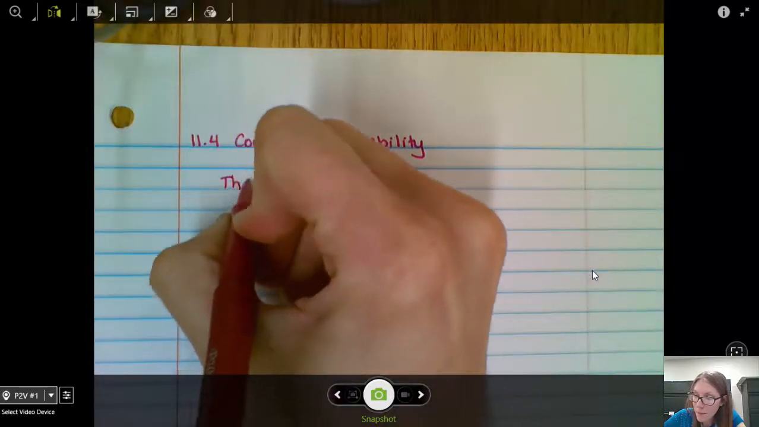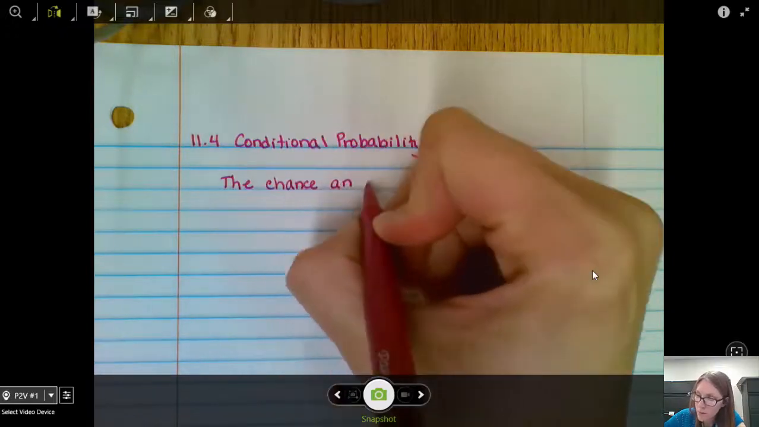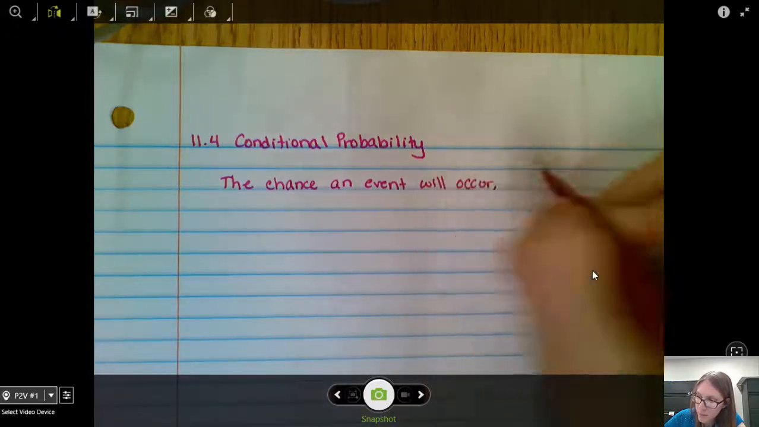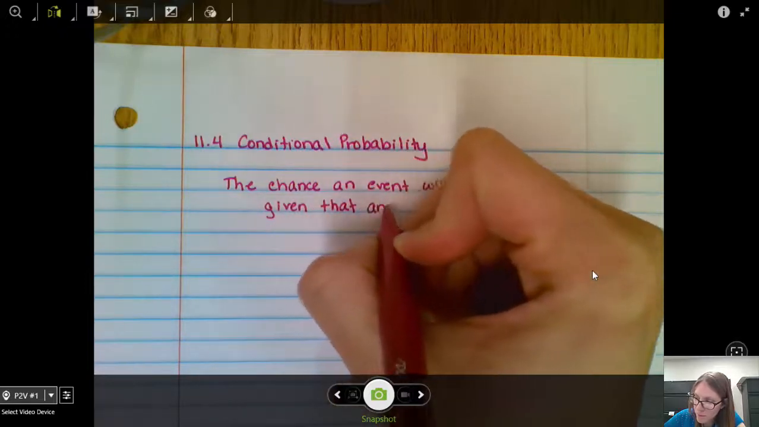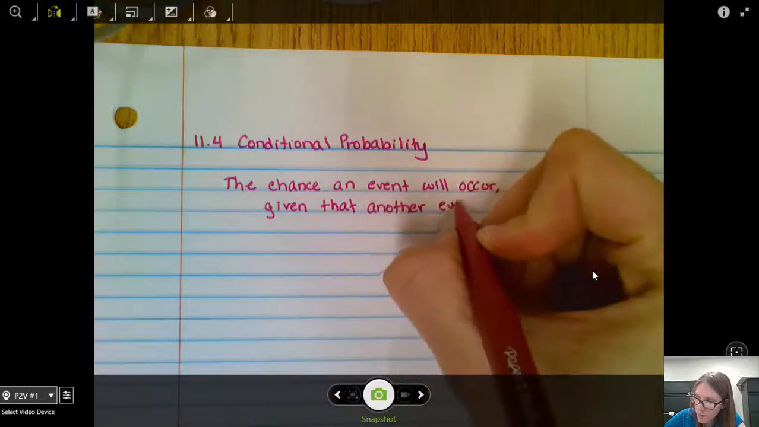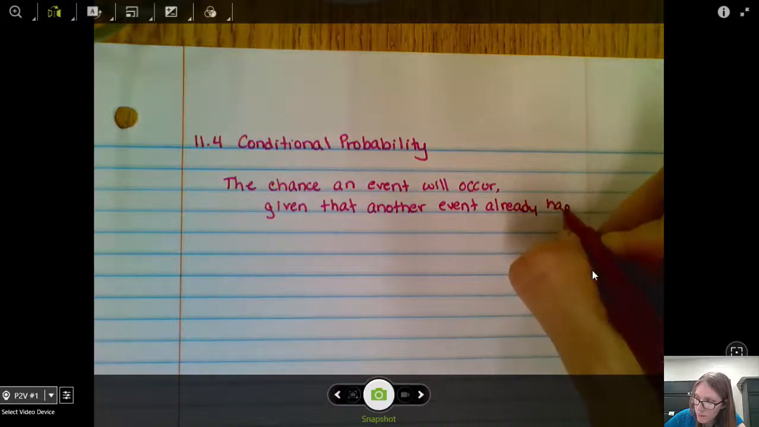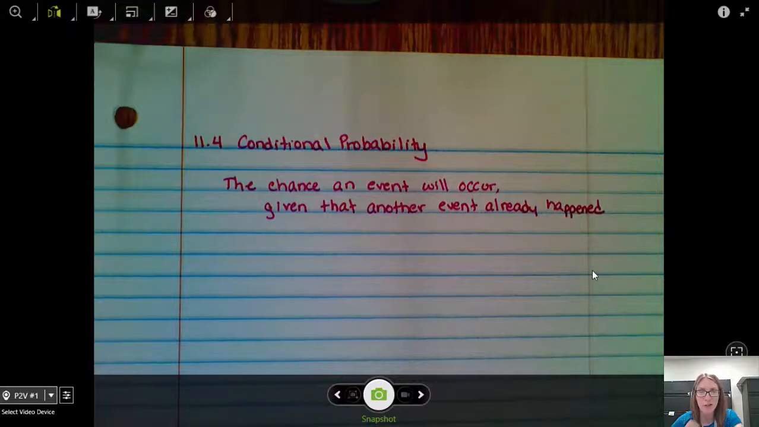Conditional probability is the chance an event will occur given that another event already happened. So you might remember some of those crazy looking tables from geometry last year. Those two-way tables, that was where you learned about conditional probability. So we'll see it again here.